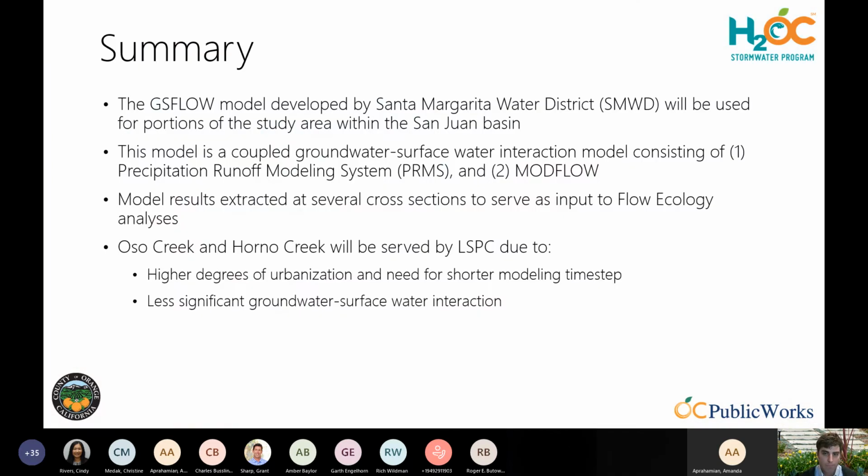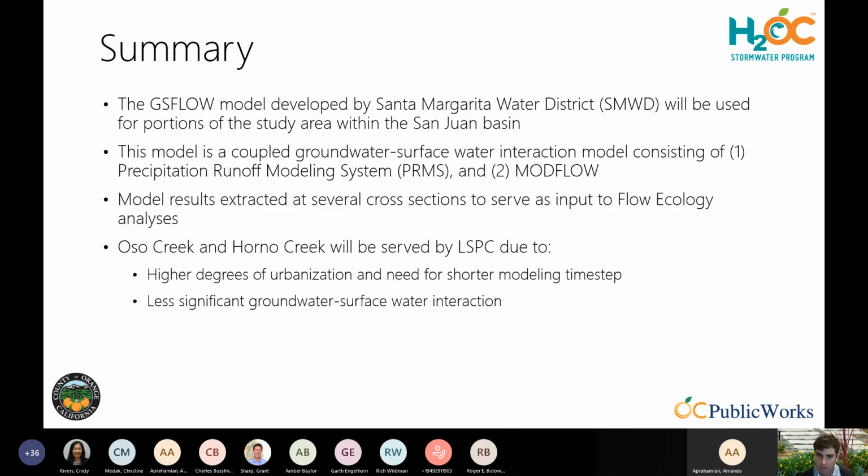Basically, this is a GSFLOW model, which is a coupled groundwater surface water model consisting of precipitation runoff modeling system and MODFLOW. Both of these are USGS software. This was done previously by Santa Margarita and their consultant Wildermuth to support various basin management decisions and evaluations, but they were able to extract the modeling output at various reaches that could then drive the flow ecology analysis.